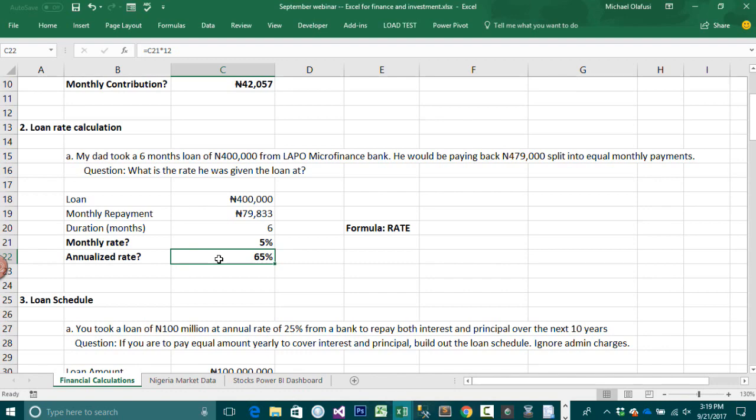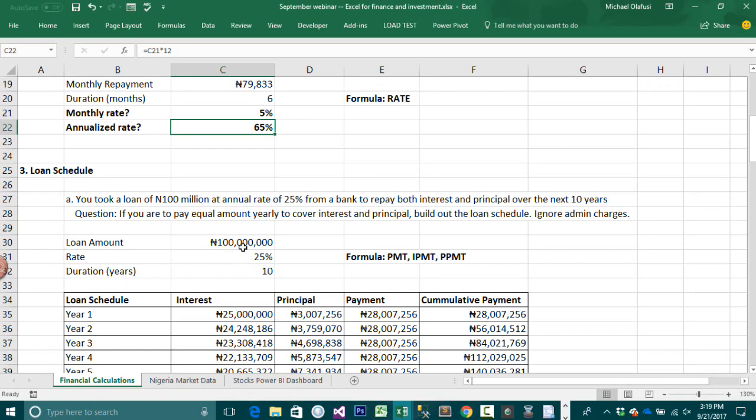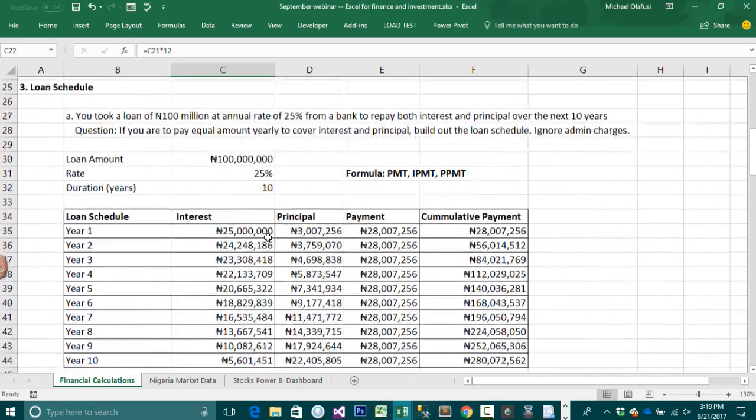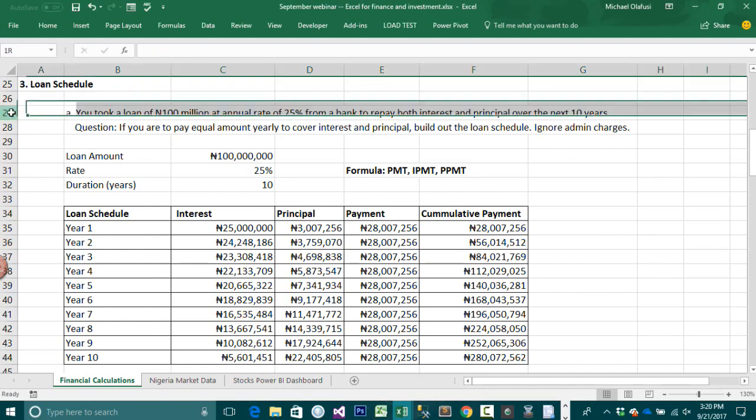Okay, so continuing, I'm going to go to how you do a loan schedule. So you take a loan, maybe for business or for personal use, and then you want to draw a proper loan schedule, like a repayment plan. So how in Excel can you build that up? Let's see the example I've brought up in here.